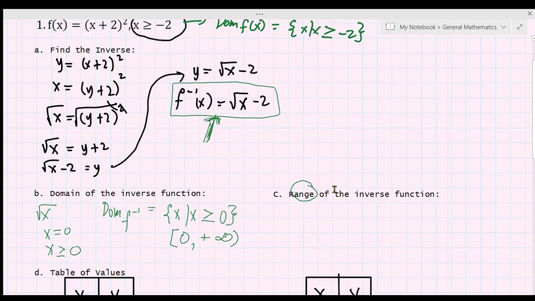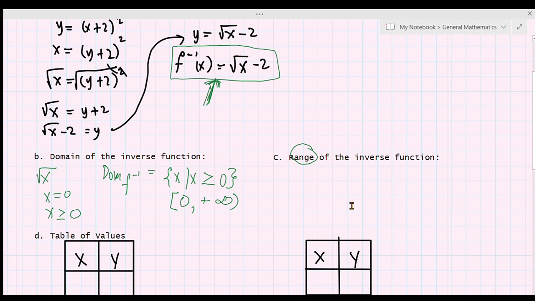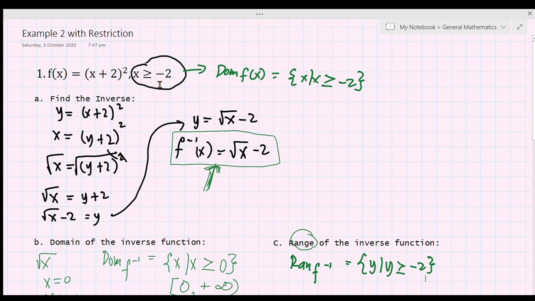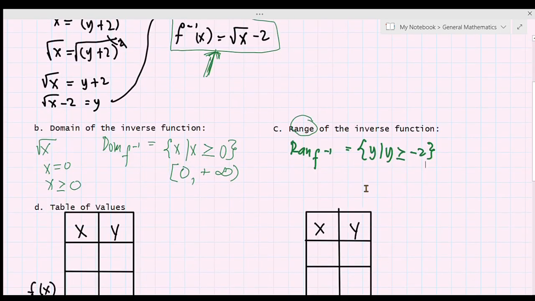So our range will be using our original function, so we have the restriction. Our range is equal to the set of all possible values of y such that y must be greater than or equal to negative 2. That is using our original function with the restricted domain of x must be greater than or equal to negative 2.